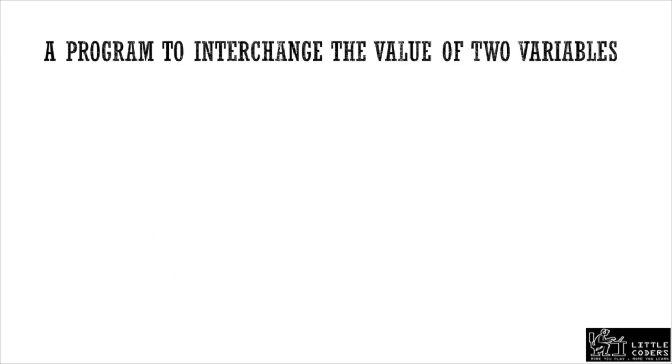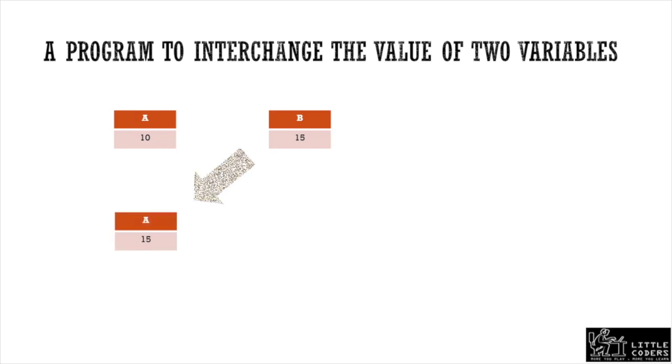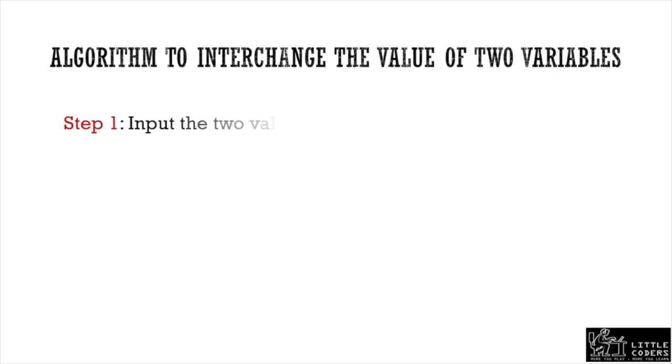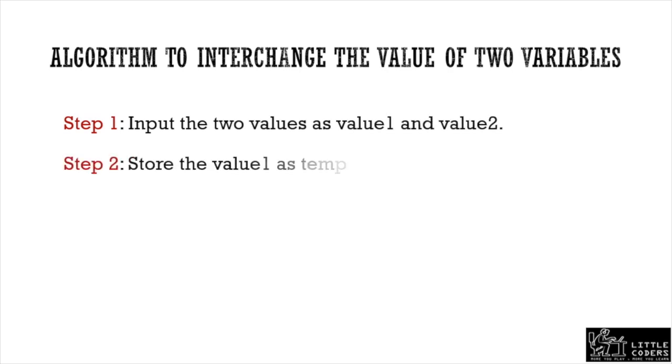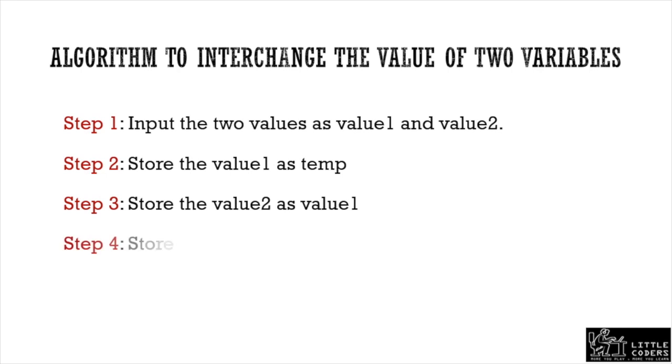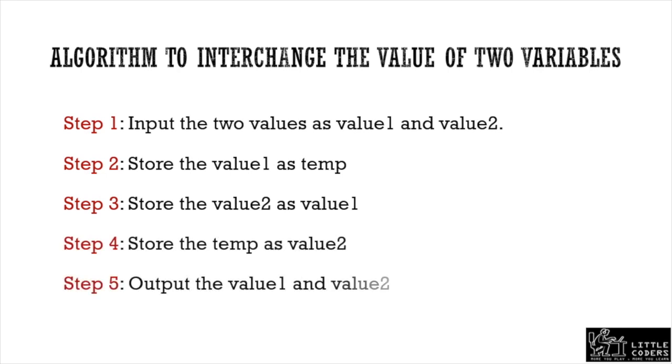Let us see an example now. Suppose we want to interchange the values of two variables. For example, two values 10 and 15 are stored as the values of A and B. Now A should be 15 and B should be 10, so the values have to be interchanged. Now how can it be done? There are two algorithms given here. Either can be used. There are so many possibilities, and we have to update our knowledge using these different algorithms.